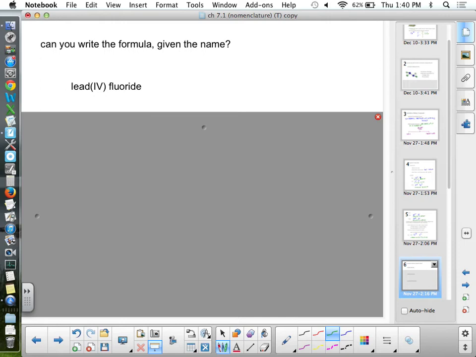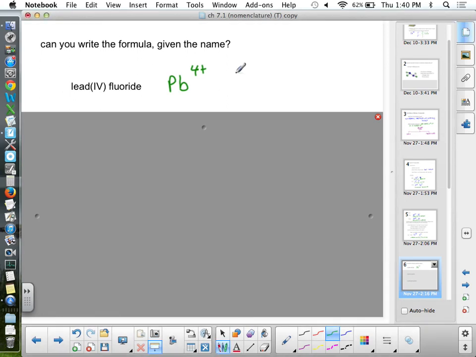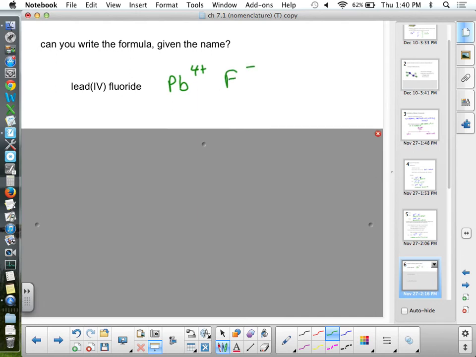So if you are given the name of a binary ionic compound, the best thing to do is simply write out the symbols of the ions that are contained in it. So for example, lead(IV) fluoride. I know that the cation must be lead(IV). Lead is Pb. The 4 in parentheses in Roman numerals tells me that the charge is 4+. Fluoride is unambiguous. Fluorine never does anything except form an anion with a single negative charge. So I combine these using the principle of electrical neutrality, and I come up with the formula PbF4.